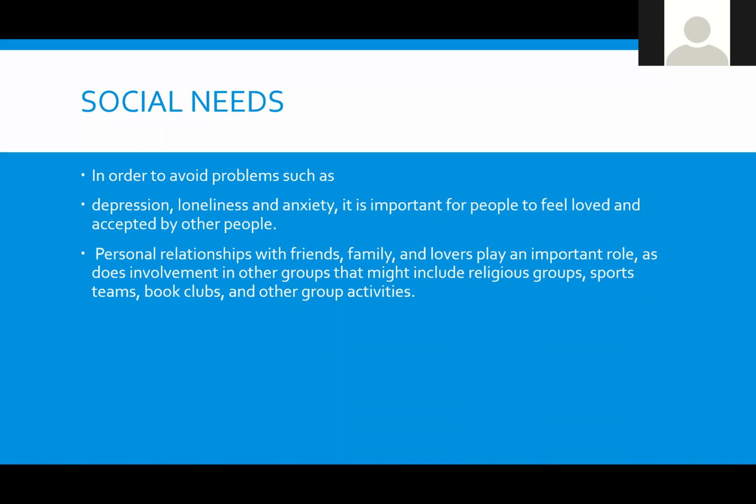So personal relationships with friends, family, and lovers play an important role, as does involvement in other groups that might include religious groups, sports teams, book clubs, and other group activities. So we are saying that we will need to join. Let's join social clubs. Let's join religious groups. Let's join these activities. They have a lot to offer our lives. They can help us to improve our lives. Let us not isolate ourselves from human communities. There's one author called Thomas Merton. He said, "No one is an island." Aristotle also said that man is a social animal.